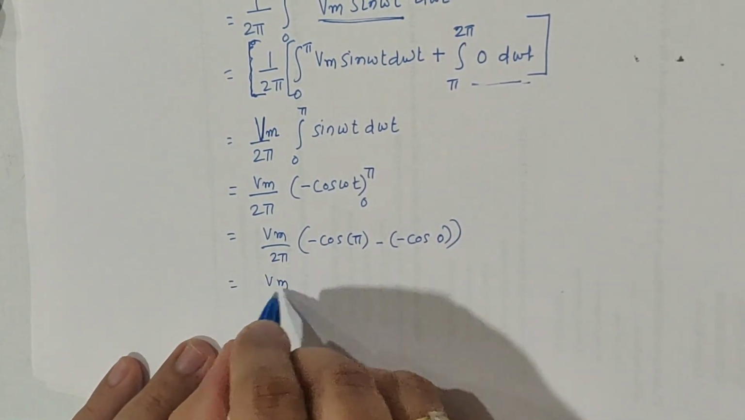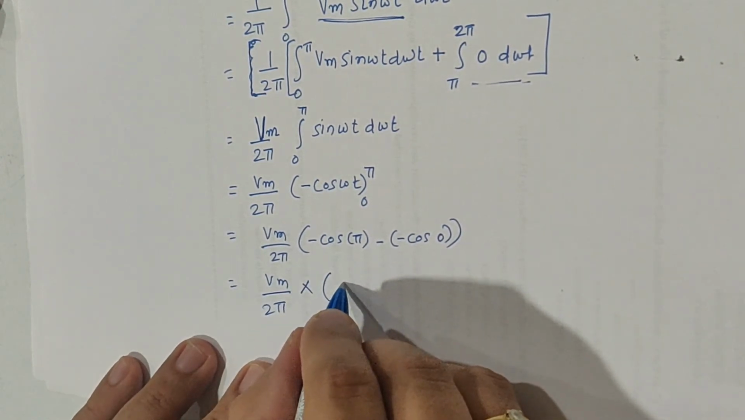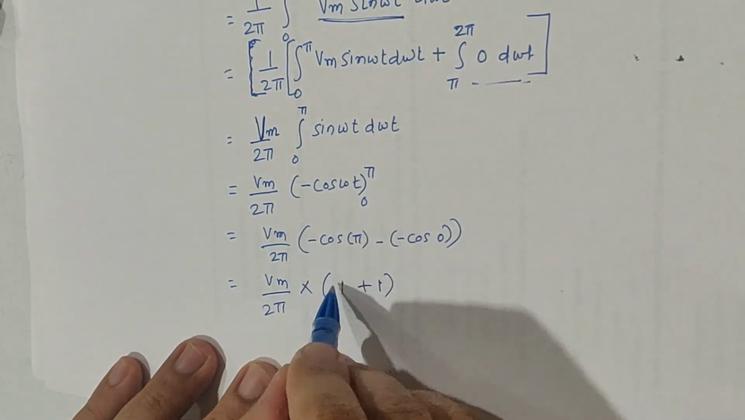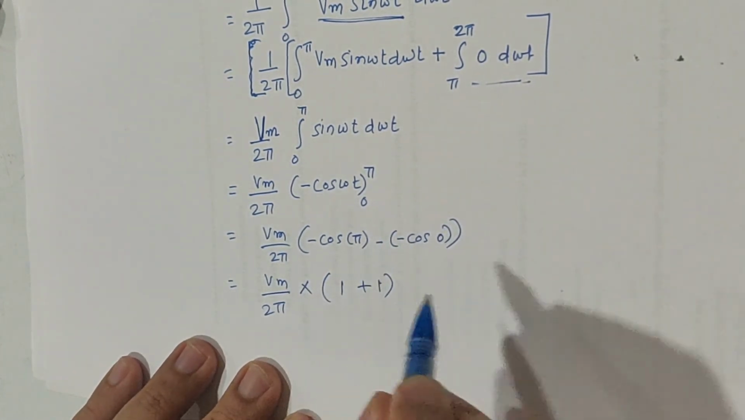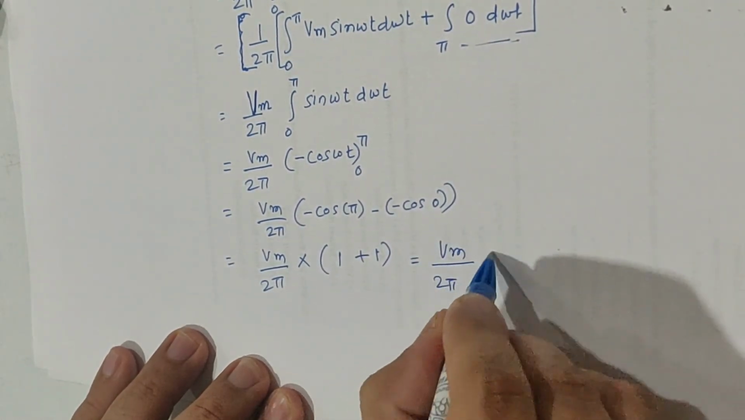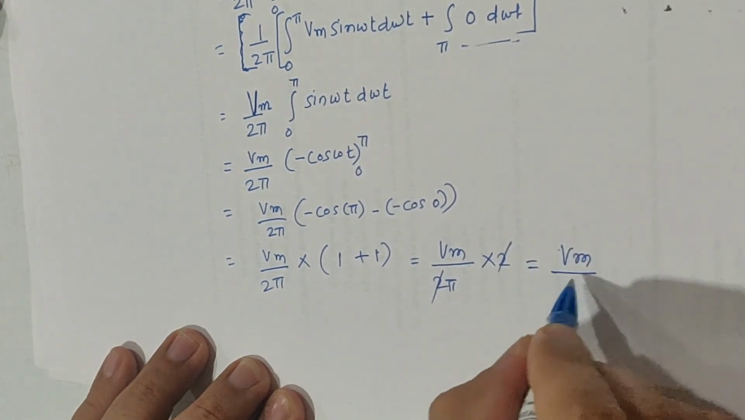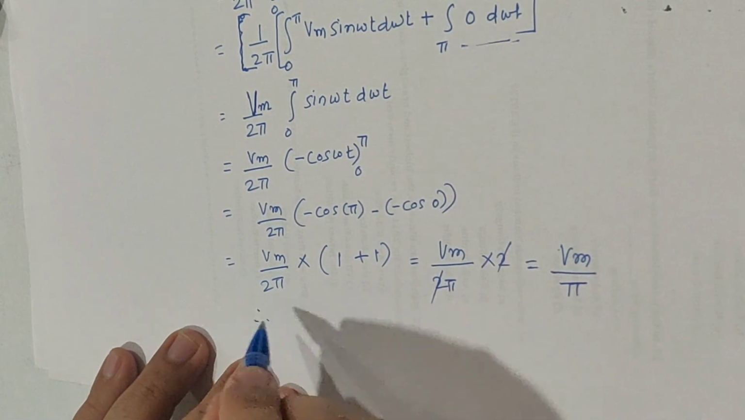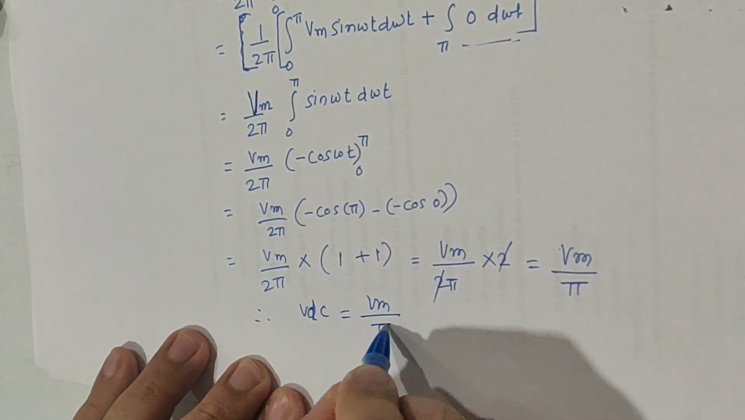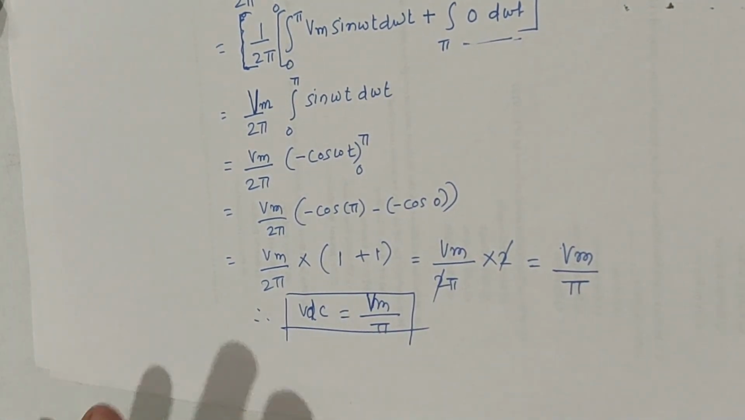So it is Vm by 2 pi again multiplied by 1 minus minus, so it is again plus 1, so it will be 1 minus minus plus 1. So this is going to be Vm by 2 pi multiplied by 2. This 2 gets cancelled, so I get the value Vm by pi. So I will write that VDC is equal to Vm by pi.